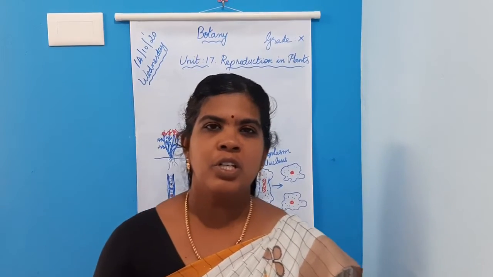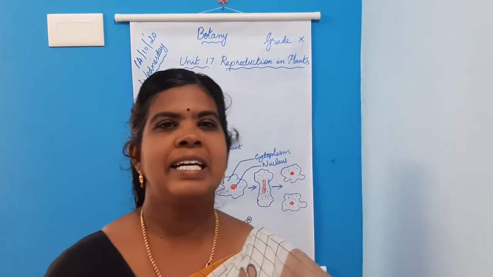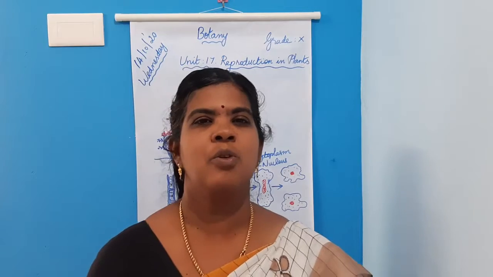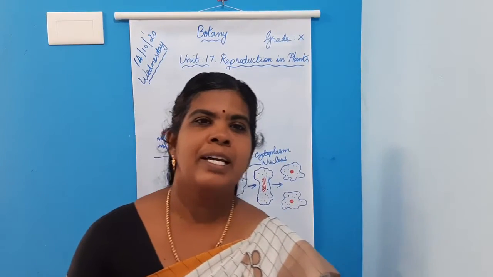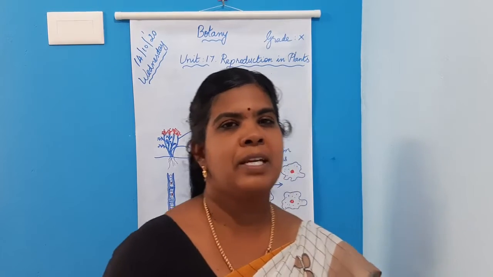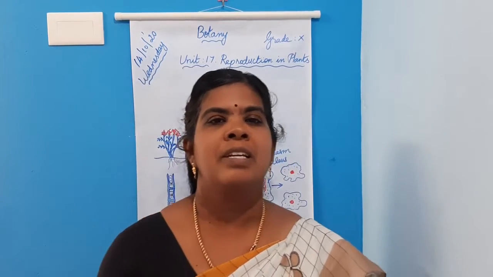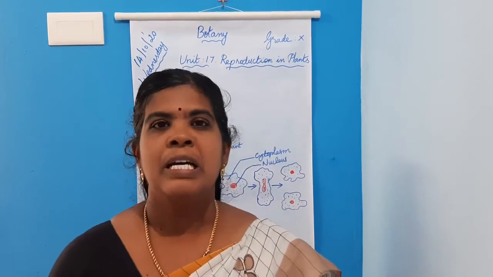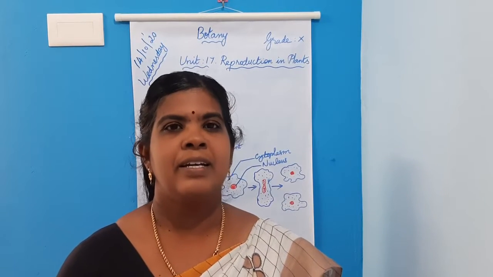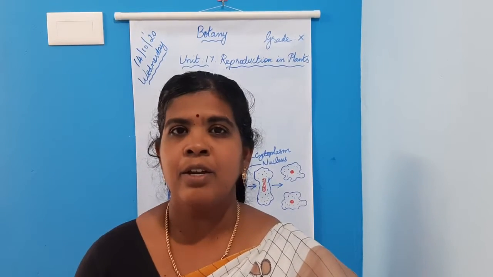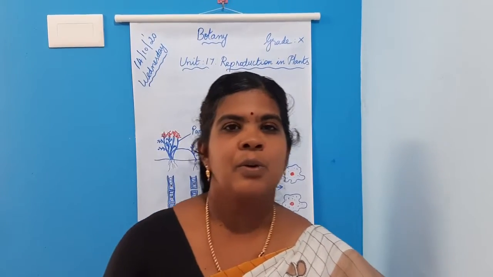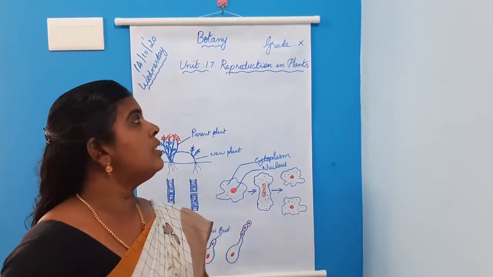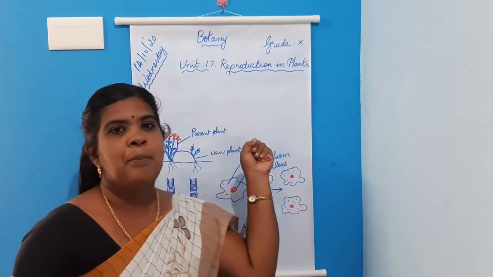Today, we are going to learn about one of the important characteristic features of living organisms, that is reproduction, okay? You all know the characteristics of living things. Living things can grow, living things can respire, living things need food and water, living things can reproduce, isn't it? Today we are going to learn about reproduction in plants.